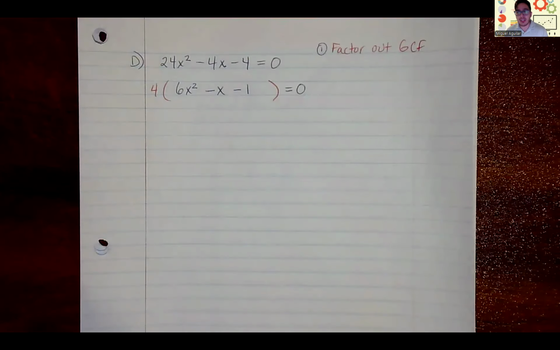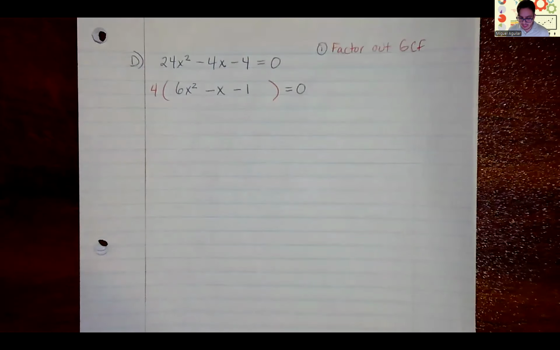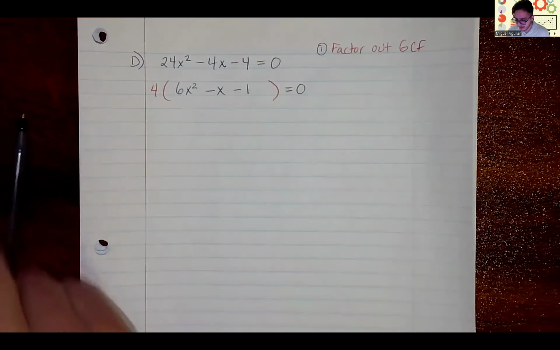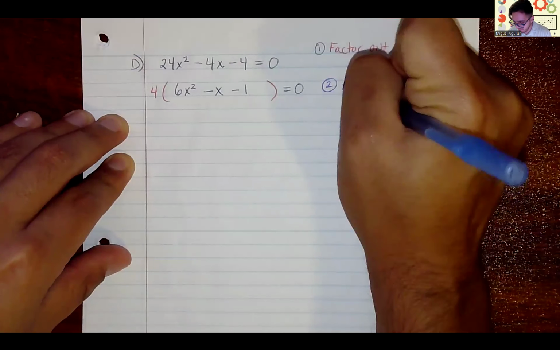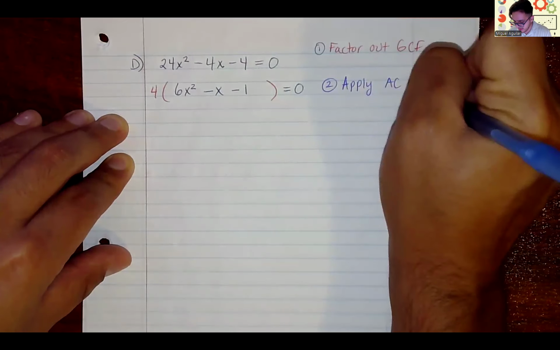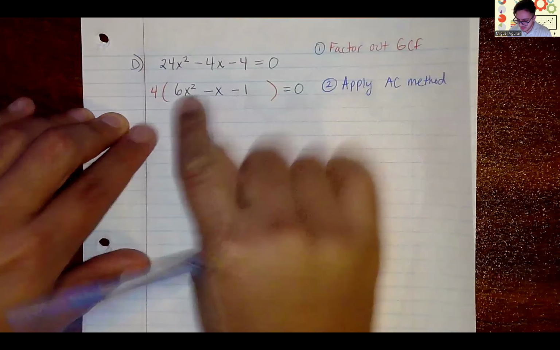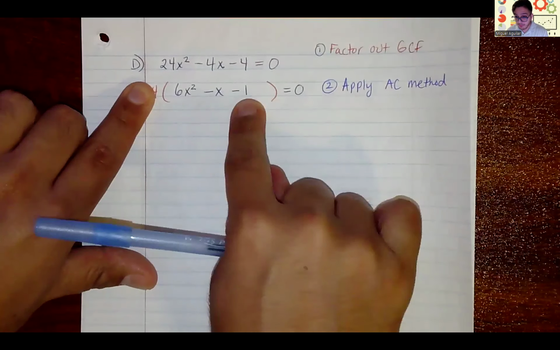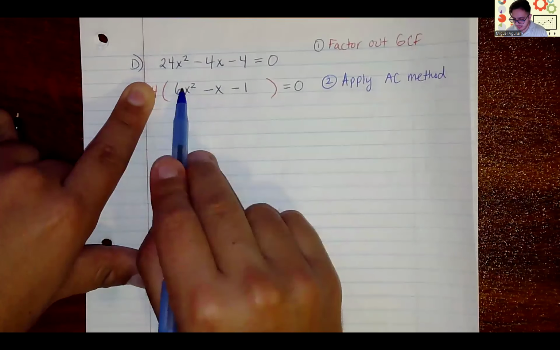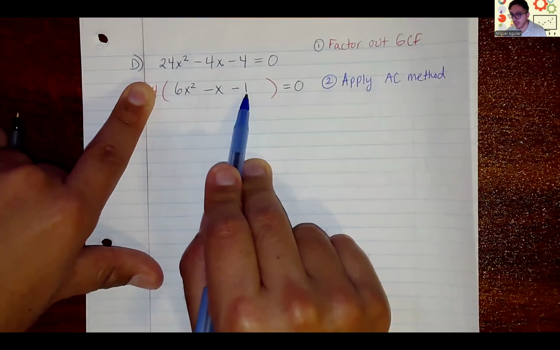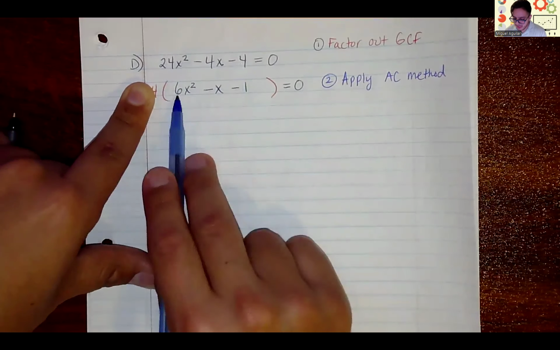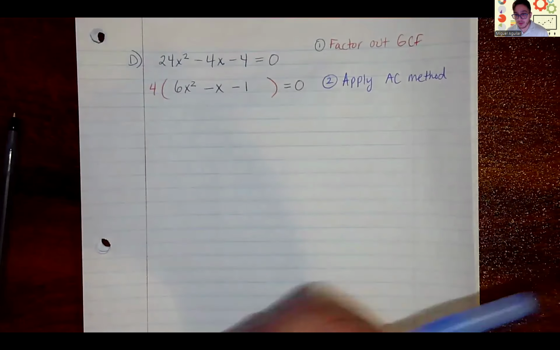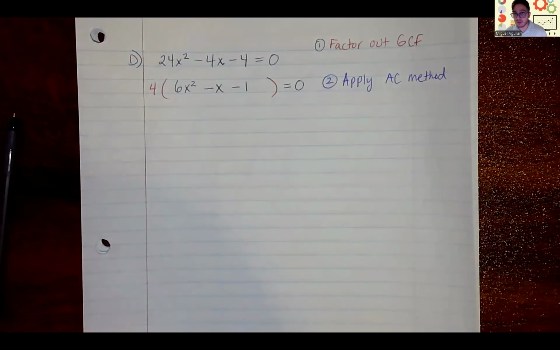methods, you always want to check and factor out the GCF before you begin. It's going to make your life a lot easier because now if we go to the next step of applying the AC method to simplify this trinomial and factor it, then 6 times -1 is going to be way smaller of a number compared to 24 times -4. So we always want to reduce that polynomial by factoring out our GCF so that the numbers are easier to work with.